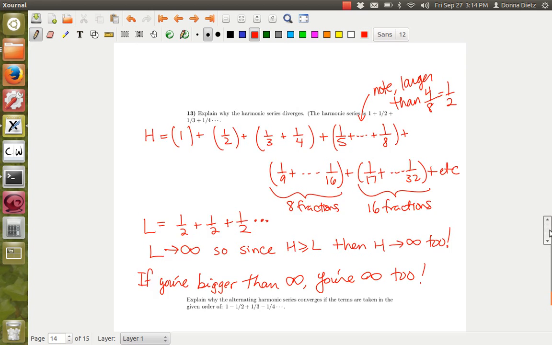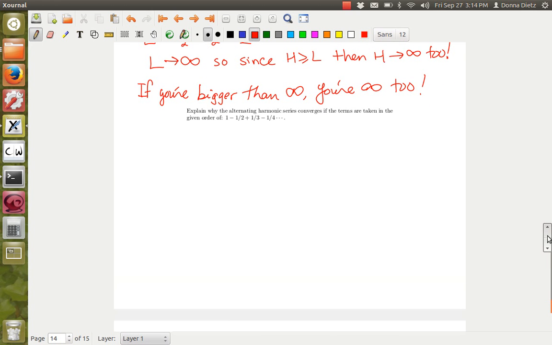Okay, next question. Explain why the alternating harmonic series converges if the terms are taken in the given order. Aha! So A is the alternating harmonic series. There we go, etc. See what's happening?